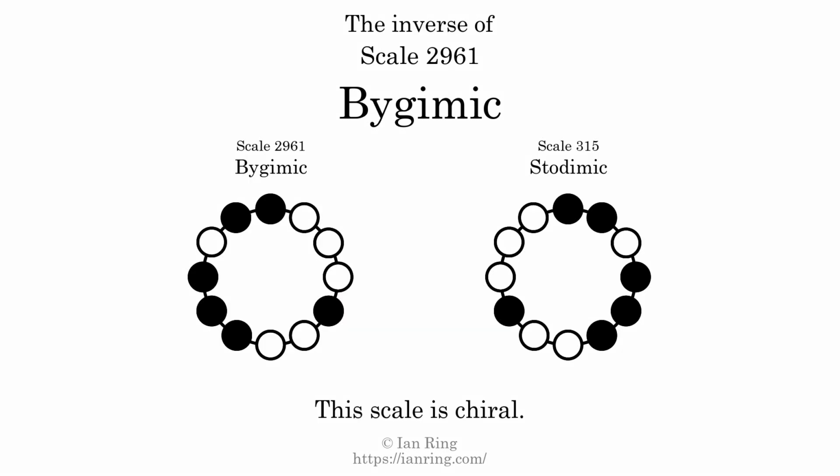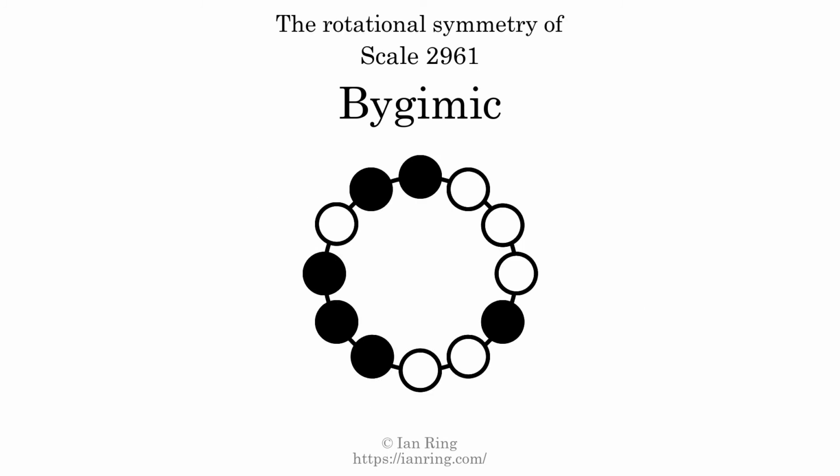The inverse of a scale is a mirror image. It is what you get when the sequence of intervals is reversed. The inverse of this scale is scale 315, also known as Bygimic. This scale is chiral. It cannot transform into its inverse by rotational transformation. This scale has no rotational symmetry.